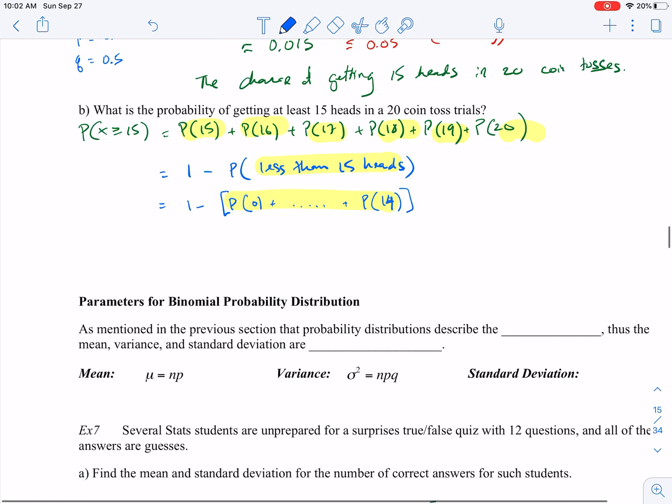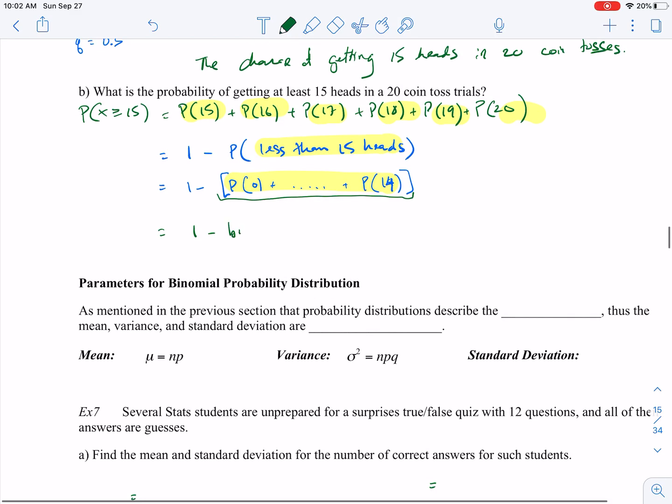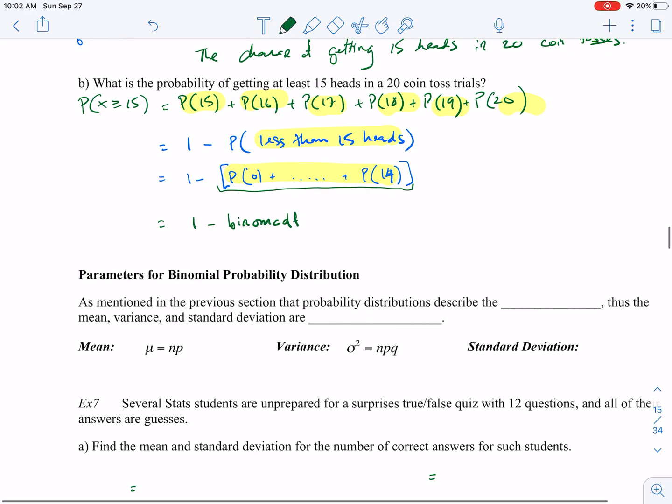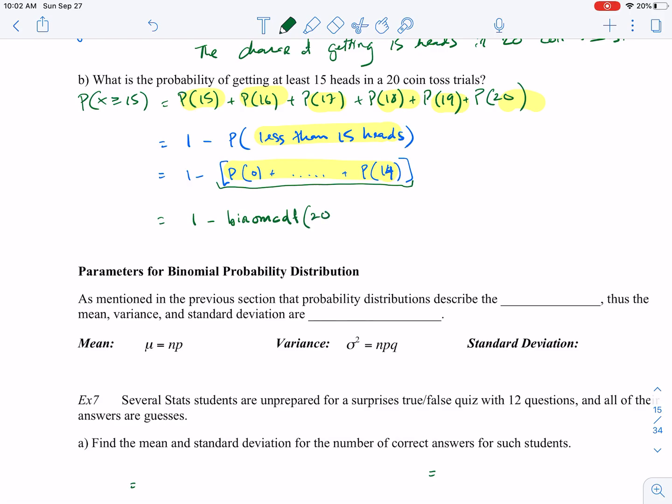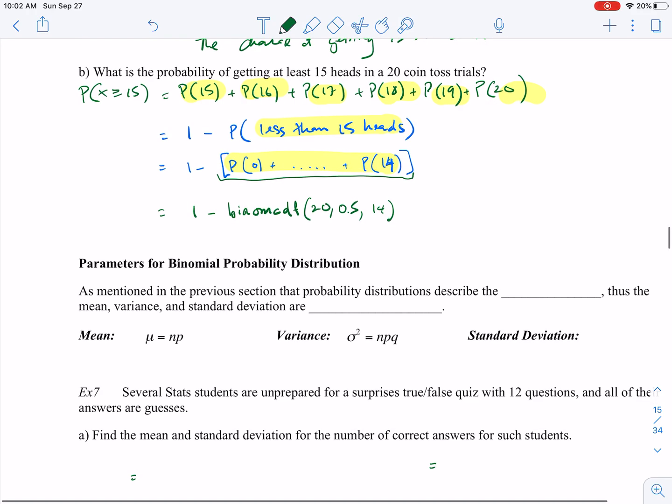All right, so now we're going to introduce the new command. This probability, this sum here, is called the binomcdf. Okay, and with binomcdf, we can do 20, 0.5 for P, and then up to 14. Okay, so if we do this, we should get 1 minus.